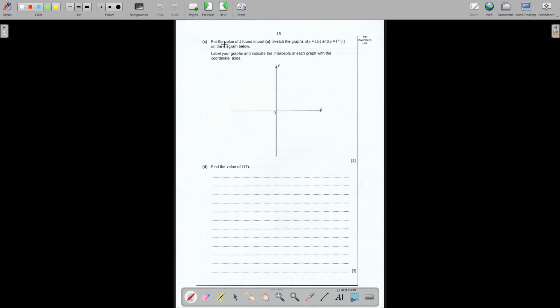Okay, so for the value of k found in both, sketch the graph. Now it's very important: if you sketch the graph, you have to use a ruler. Now I'm going to maybe struggle a little bit. Oh no, I think I'm going to succeed. I'm going to use my ruler here. Okay, let's just start again.